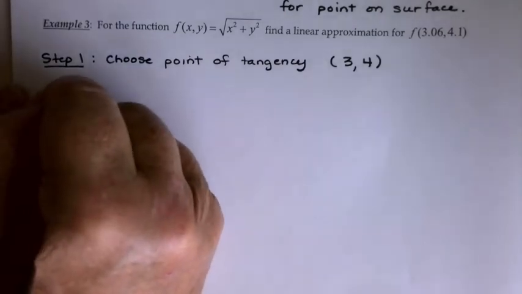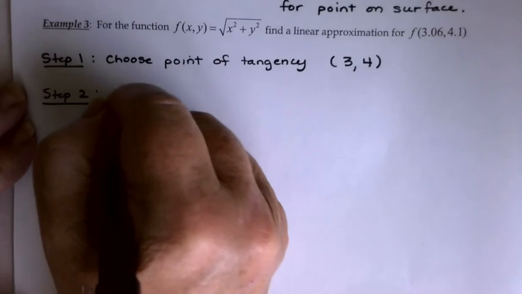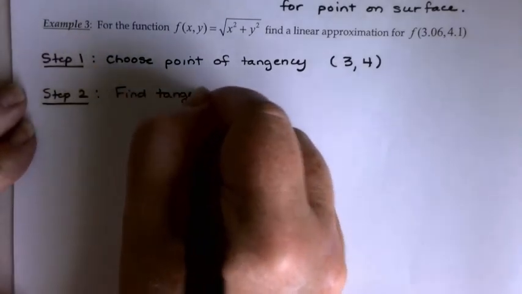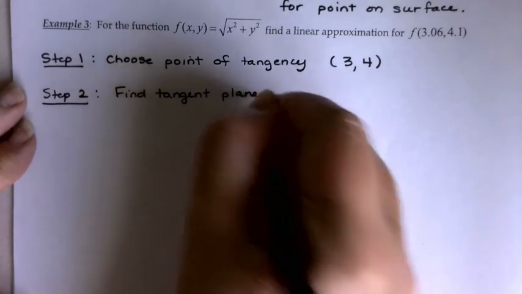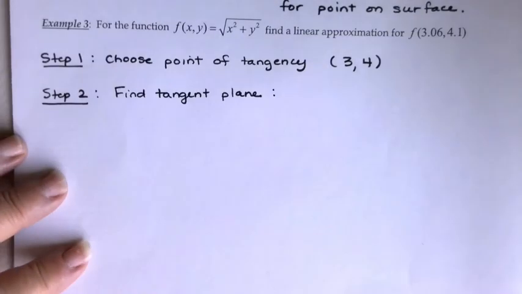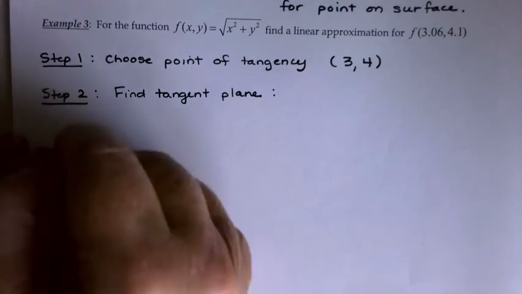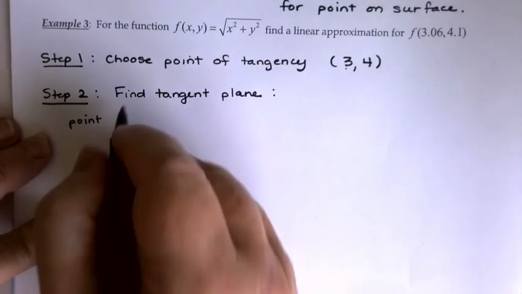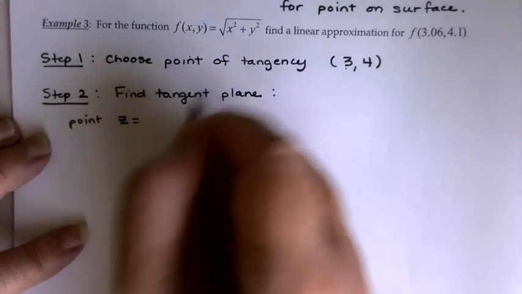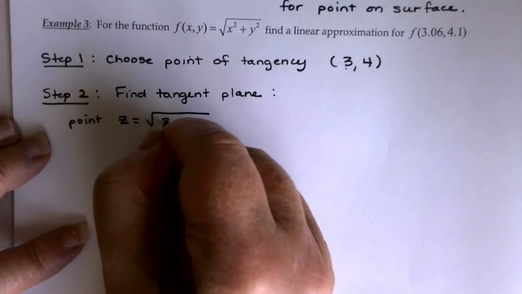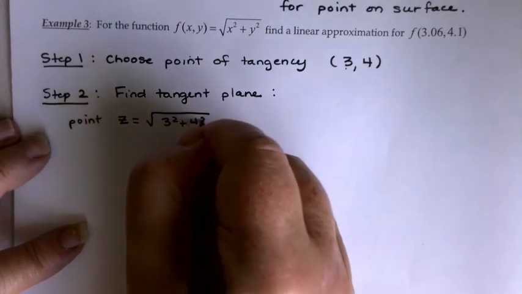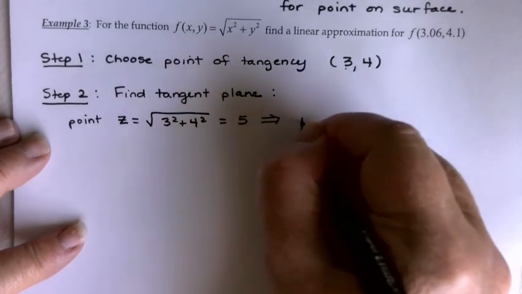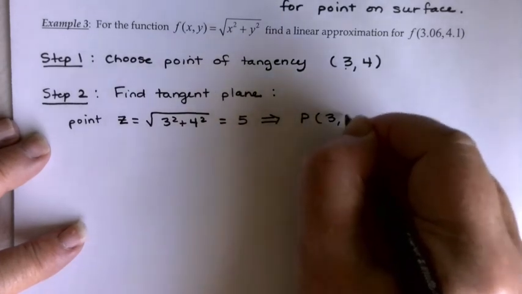Step 2, we're just going to find that tangent plane. That's the linear approximation. So in this case, let's see our point. We already have the x and the y values. I can get the z value just by plugging into the original. That would be the square root of 25, or 5. So my point's going to be (3, 4, 5).